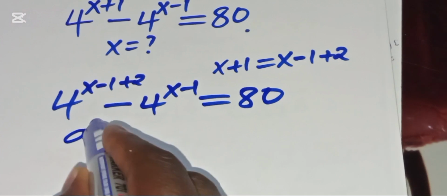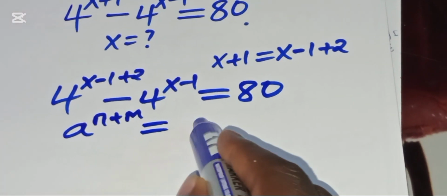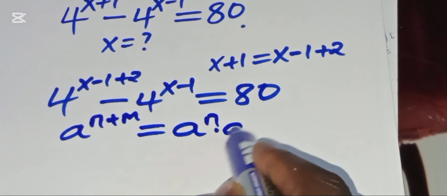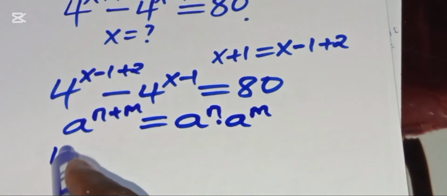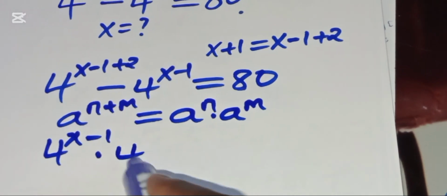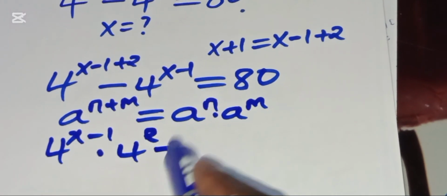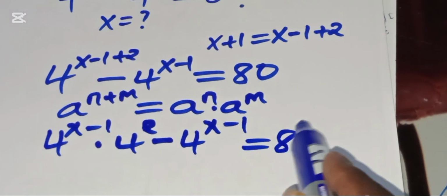This is in the form of a raised to the power n plus m, which we can convert to a raised to the power n multiplied by a raised to the power m. So let's apply this property. So we're going to have 4 raised to the power x minus 1 multiplied by 4 squared, subtract 4 raised to the power x minus 1. This is equal to 80.